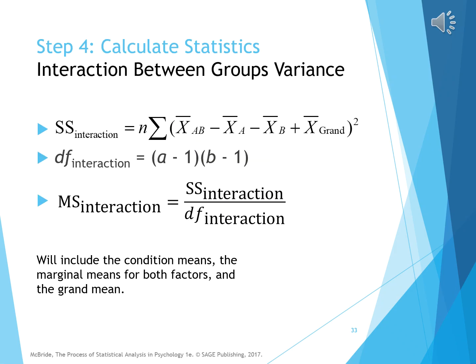And finally, we have to calculate the between groups variance for the interaction term. Now, this uses quite a different formula for the sums of squares and for the degrees of freedom. So definitely take your time to walk through that, and the book can help you with that as well. But otherwise, we're still just doing the same thing, trying to find the mean squared for this interaction, which is the sum of squares over the degrees of freedom.